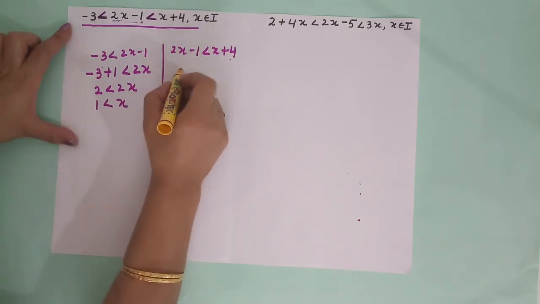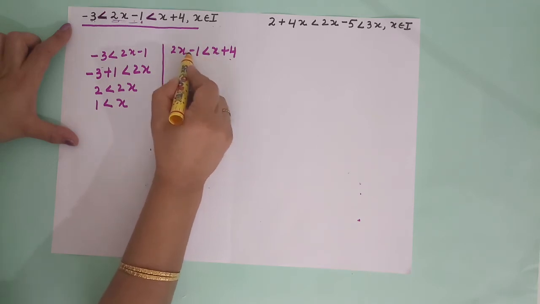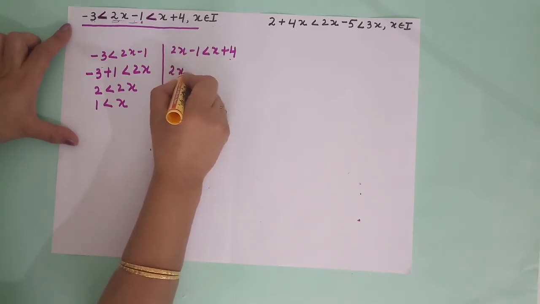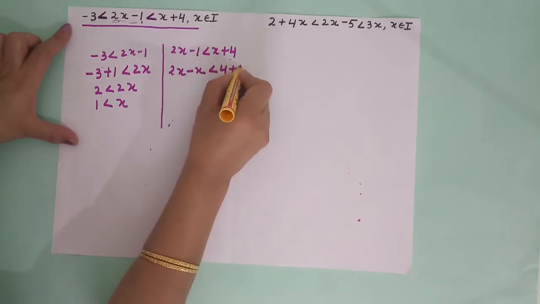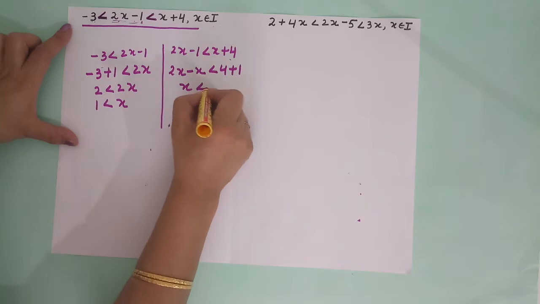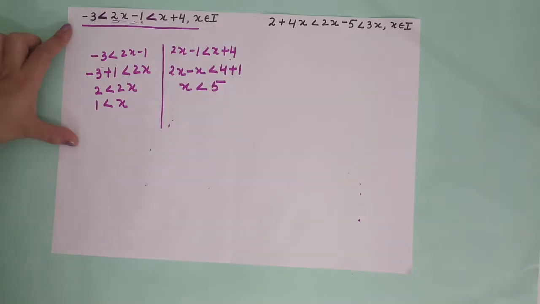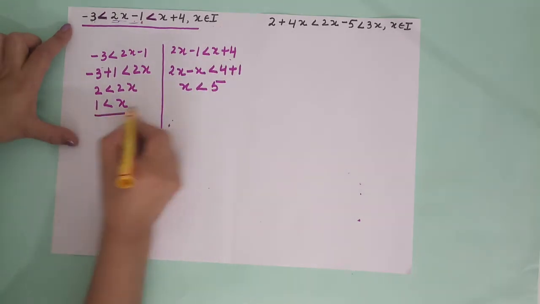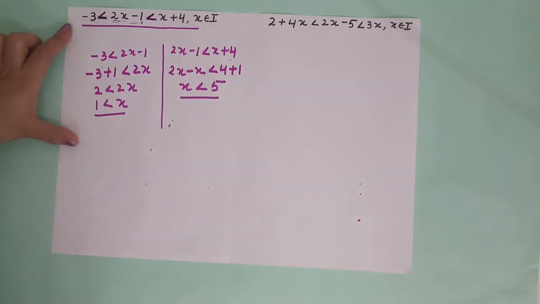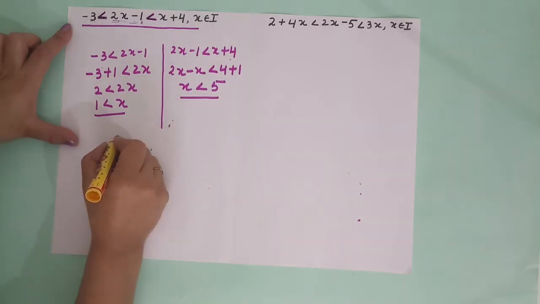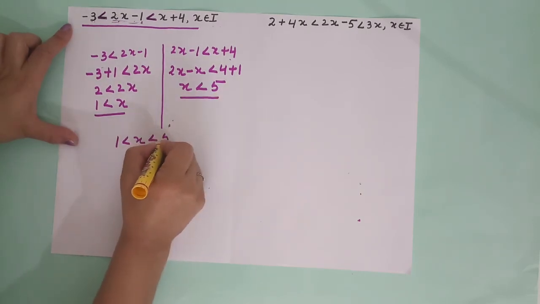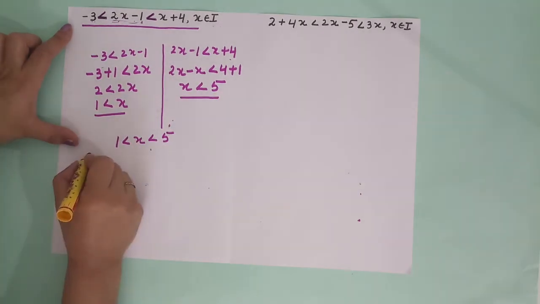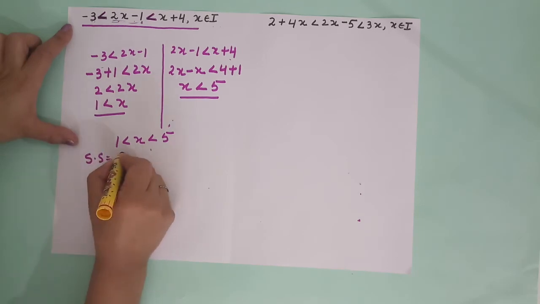Let me go here. Again, I have x on both sides of this inequation. I'll shift the smaller one towards the bigger one. 2x minus x is less than 4 plus 1. So x is less than 5. Right? So if we combine these two solutions now, what will I get? 1 is less than x, but x is less than 5. Right? So what will be my solution set now?